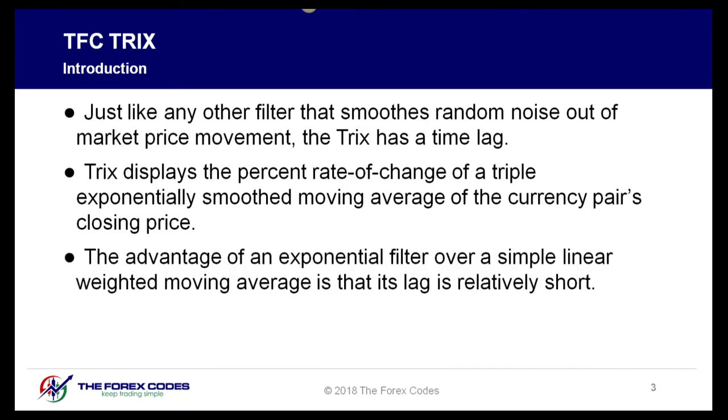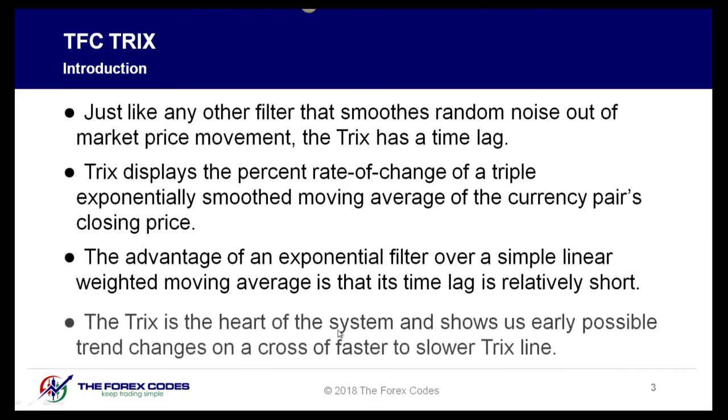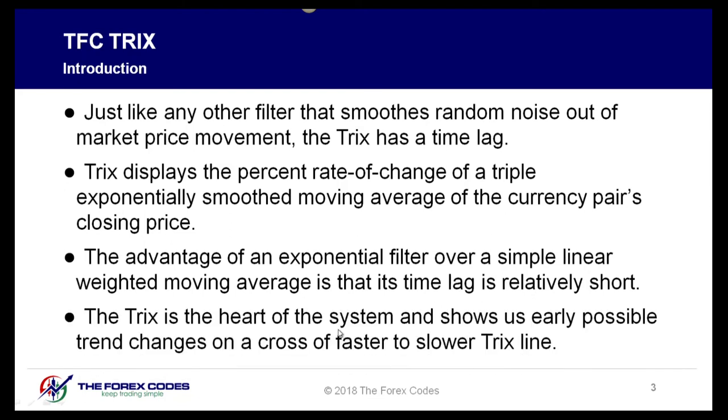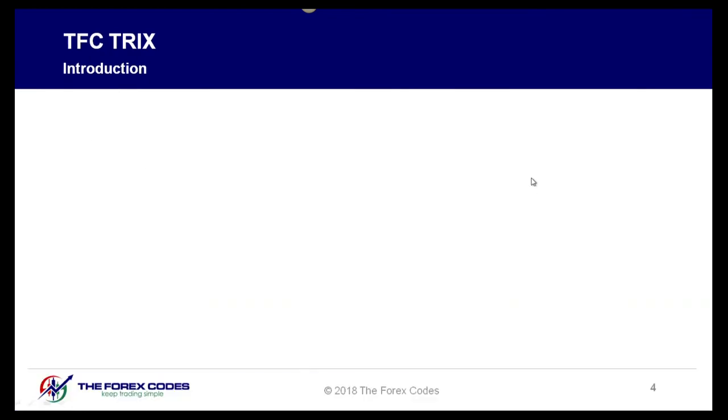Now the advantage of an exponential filter over a simple linear weighted moving average is that the lag, the time lag, is relatively short. The Trix is the heart of the system and shows us early possible trend changes on a cross of the faster Trix to the slower Trix line, as you will see in some examples.